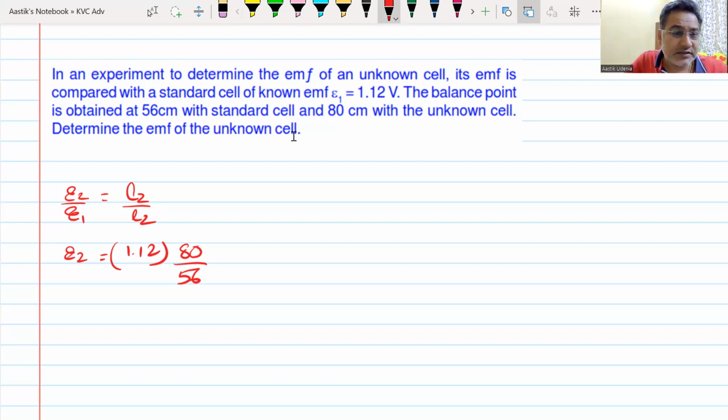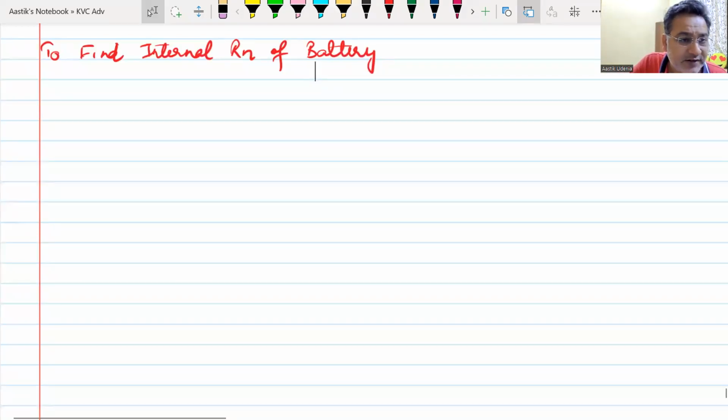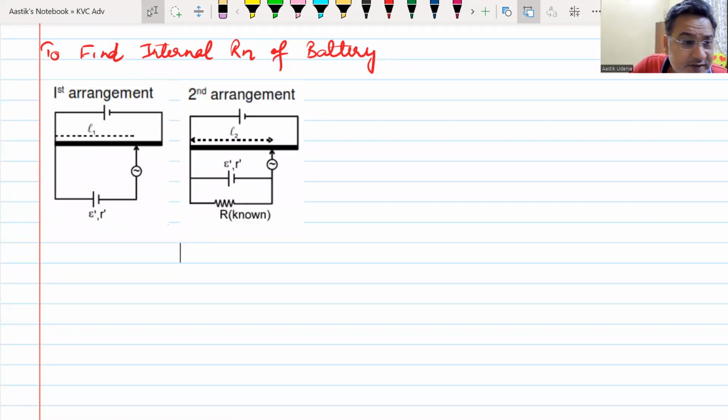To find the internal resistance of a battery, what are we going to do? We are going to have the circuit. In the first arrangement, the circuit will only have the battery. In the second arrangement, the circuit would have the battery with a known resistor. So we want two arrangements like this.